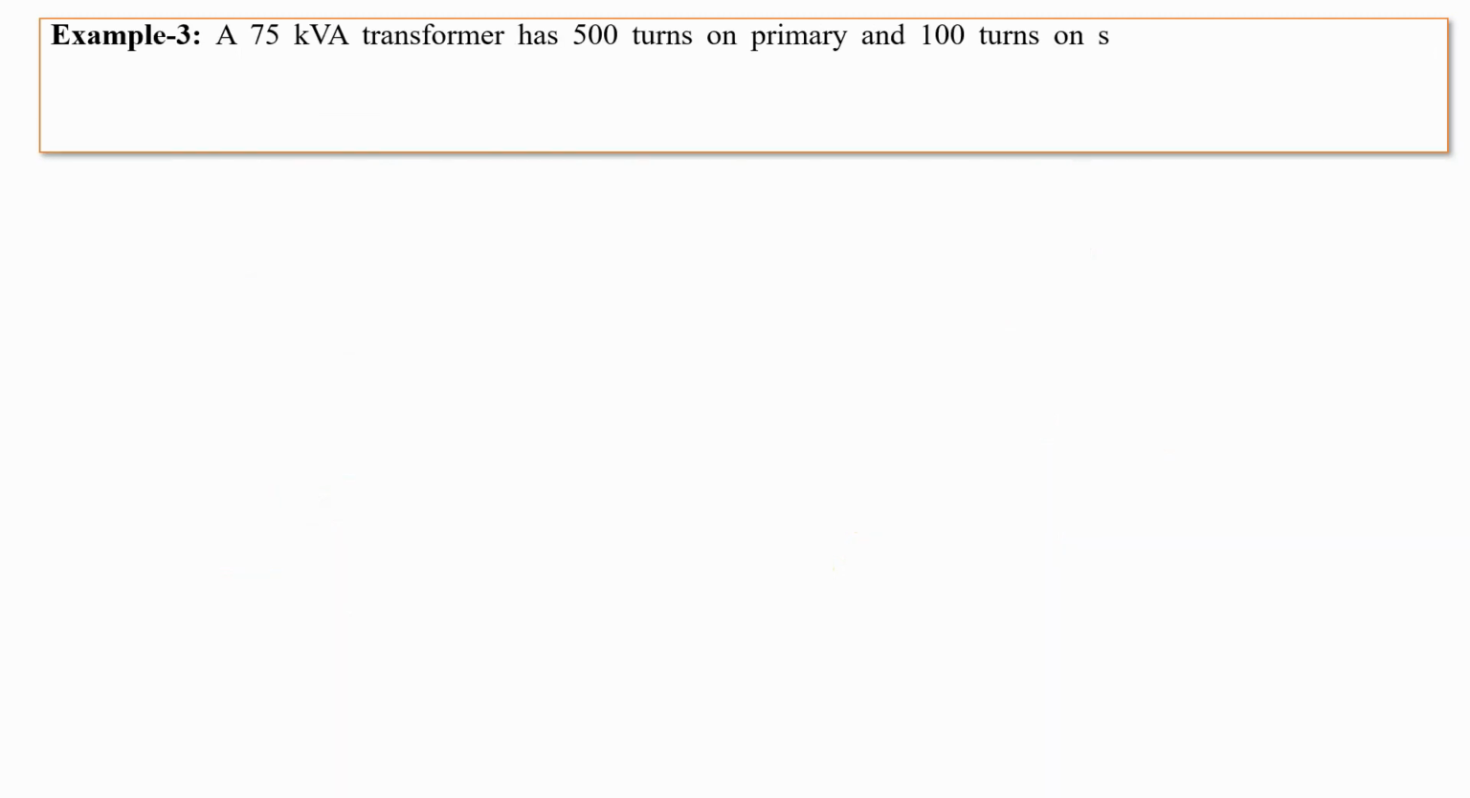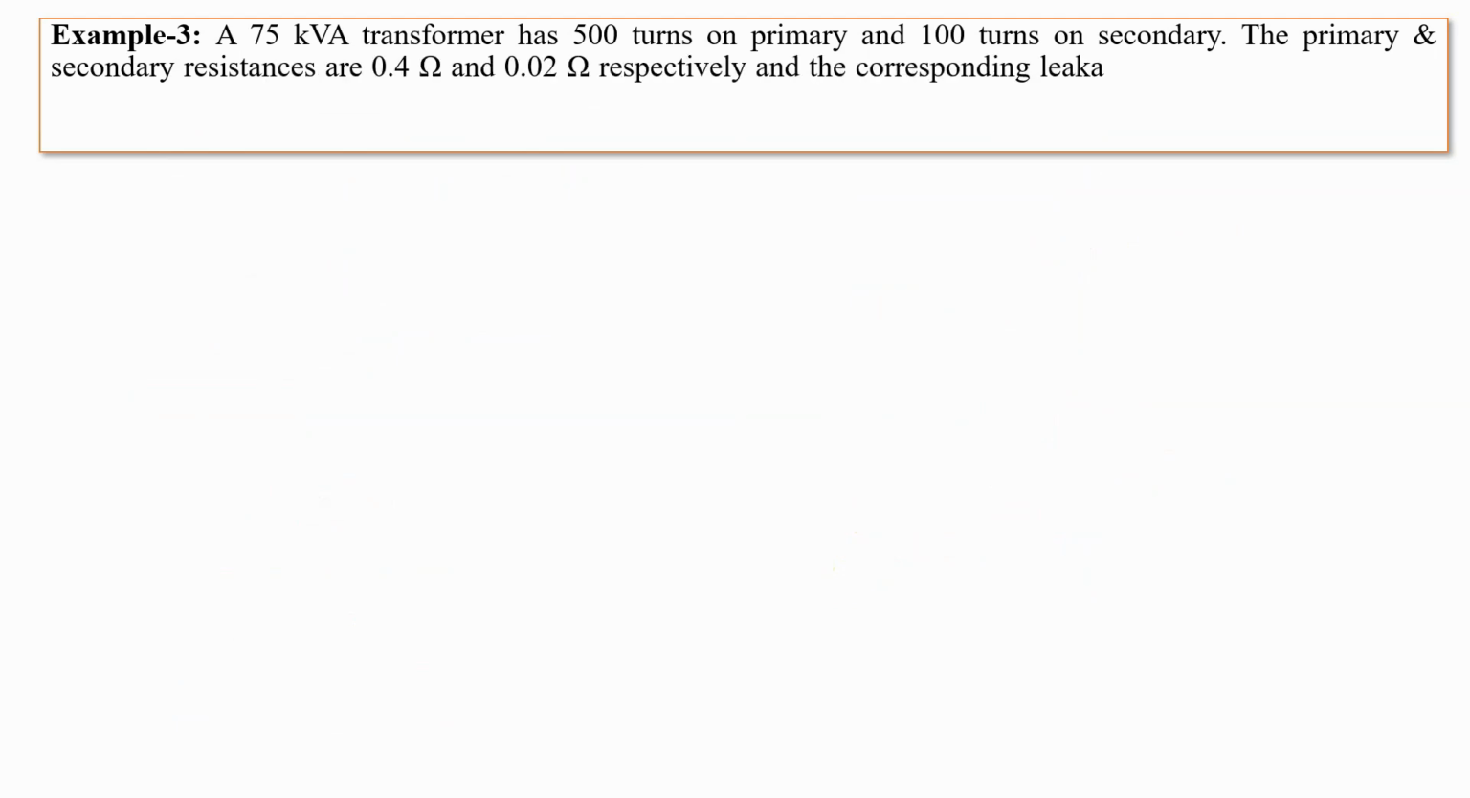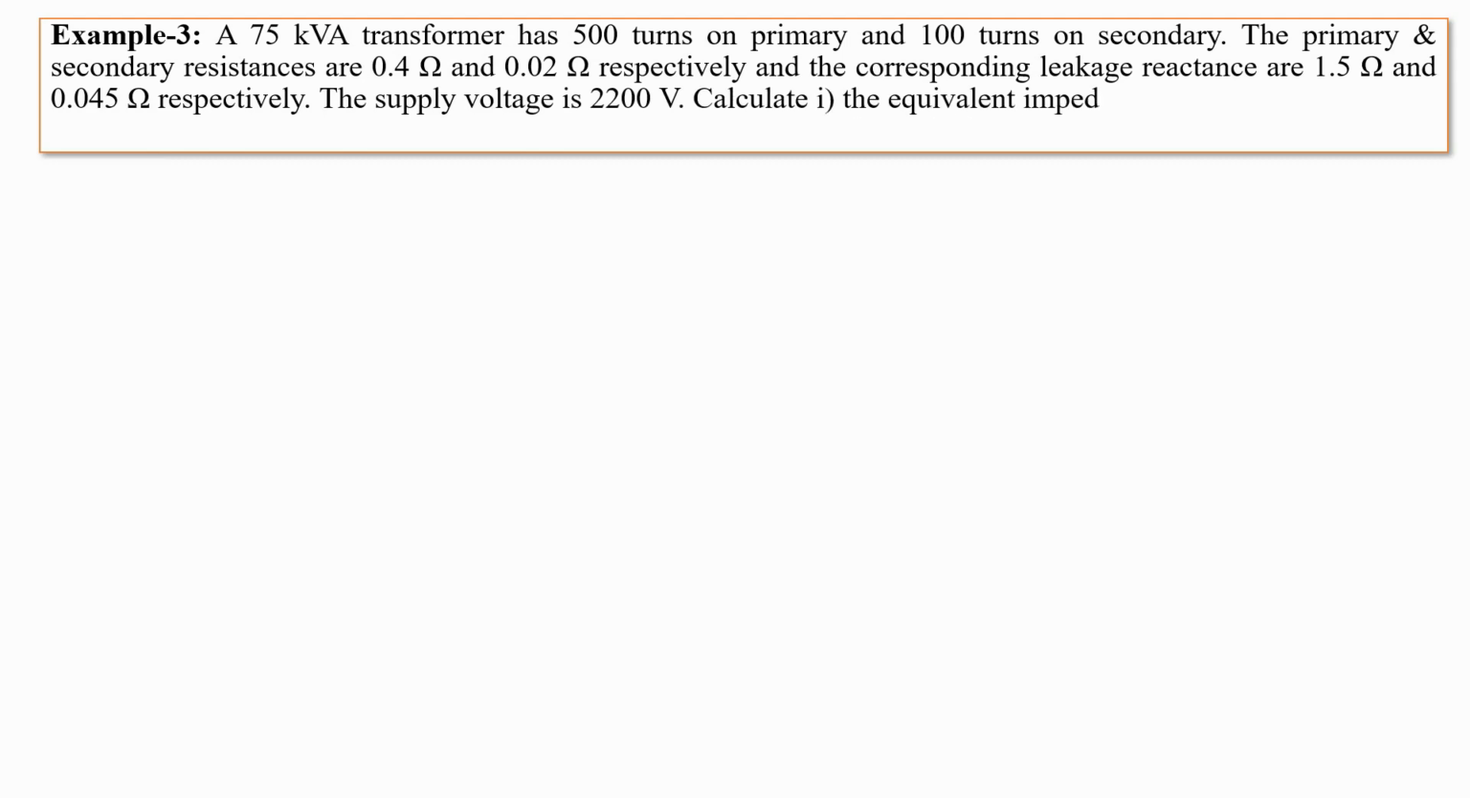Next question is, a 75 kVA transformer has 500 turns on primary and 100 turns on secondary. The primary and secondary resistances are 0.4 ohms and 0.02 ohms respectively, and corresponding leakage reactances are 1.5 ohms and 0.045 ohms respectively. The supply voltage is 2200 volt. Calculate the equivalent impedance referred to primary and the voltage regulation at power factor 0.8 lagging.